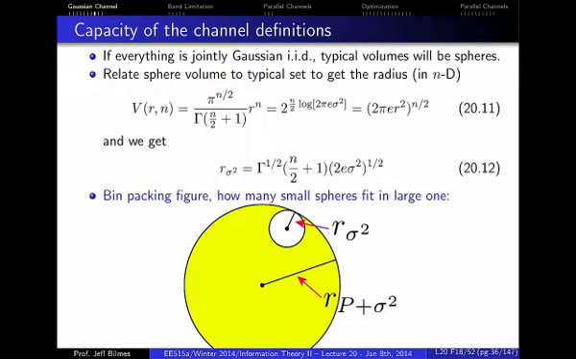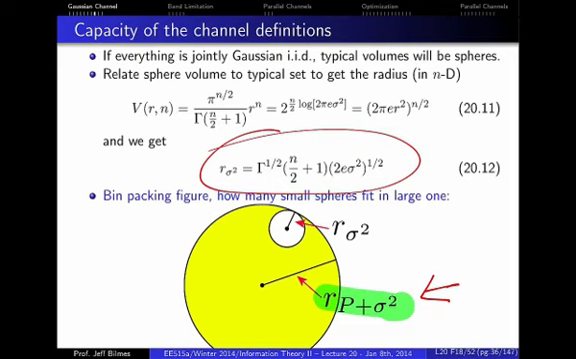And so then this essentially becomes a sphere or bin packing kind of problem. How many small spheres of radius r sigma squared fit into a large sphere of radius r p plus sigma squared? Again, we solve this radius in exactly the analogous way that we had solved this one, except that we use just a different power.